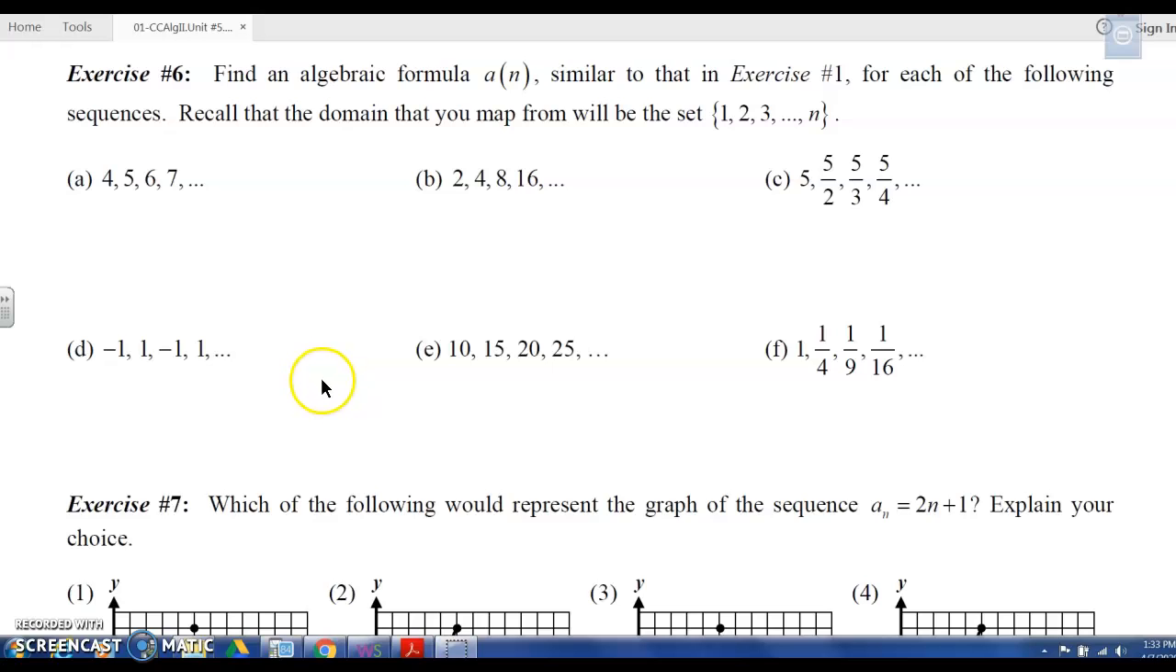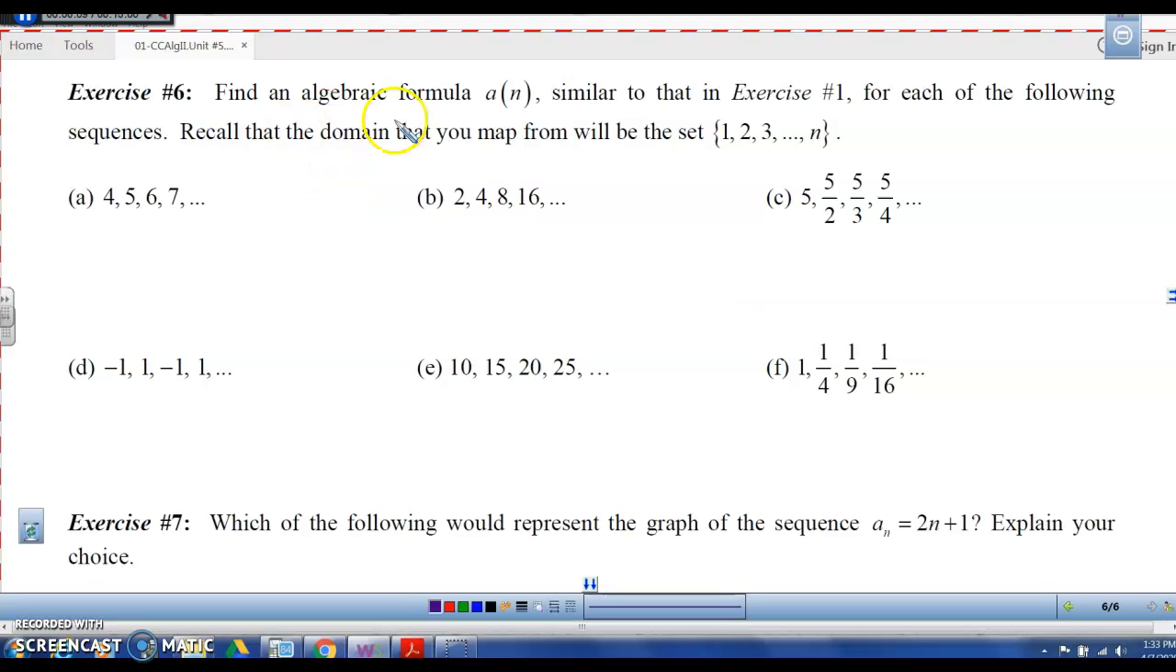This is Algebra 2, Unit 5, Lesson 1, the rest of the notes on sequences. Okay, so the video left off on number 6, finding an algebraic formula for each of the following sequences.